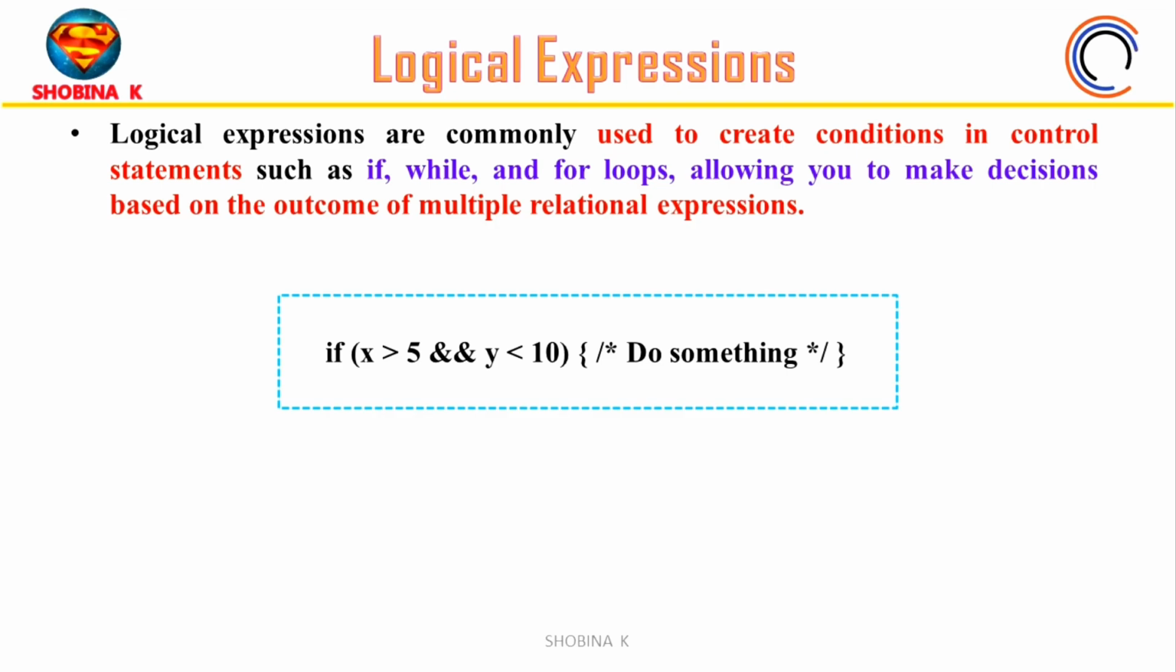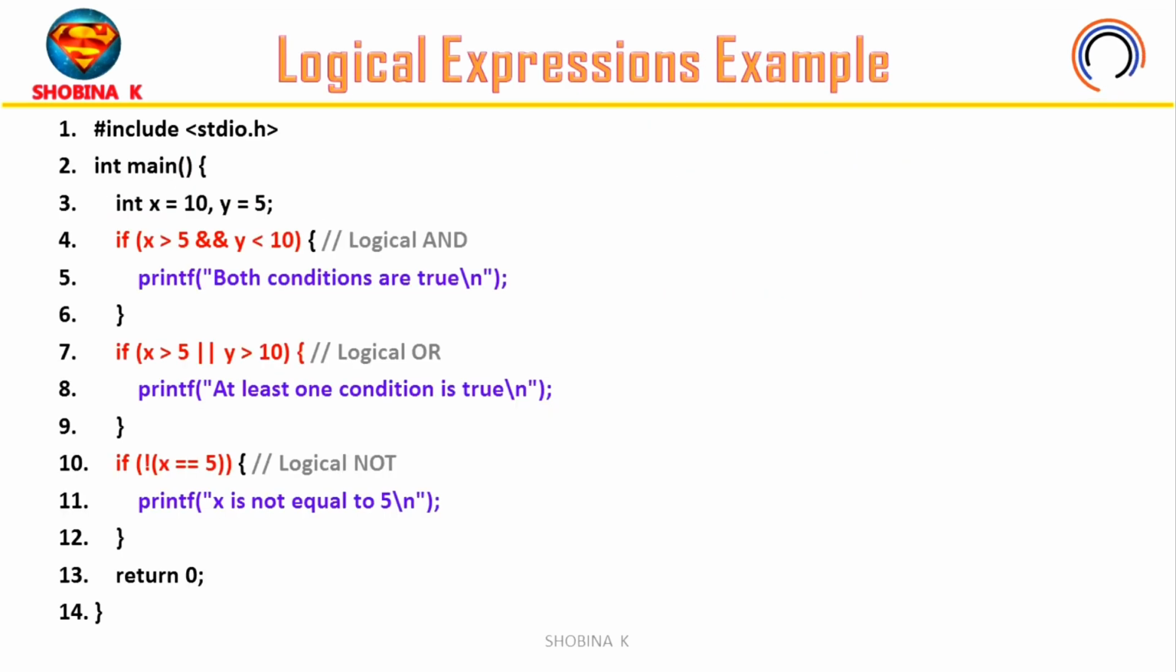Now let's see an example. First, include the necessary header files, then the main function. In the first if statement, the logical AND operator checks if both the conditions x greater than 5 and y less than 10 are true. Since x is greater than 5 and y is less than 10, both conditions are true, and the message "both conditions are true" is printed.